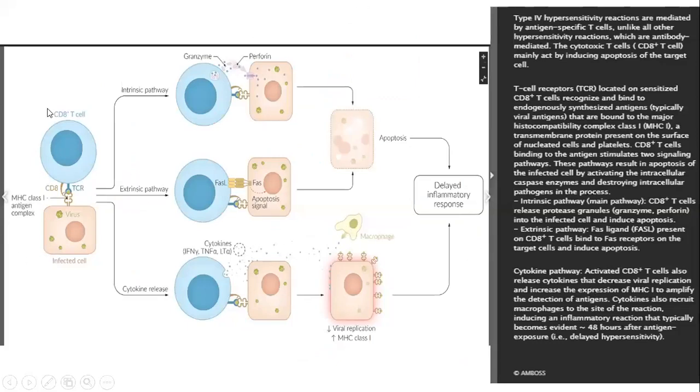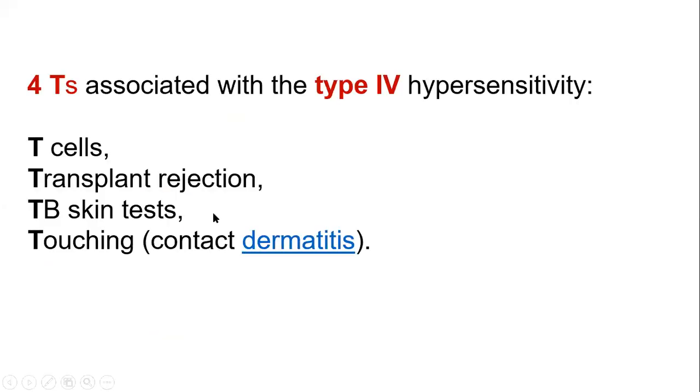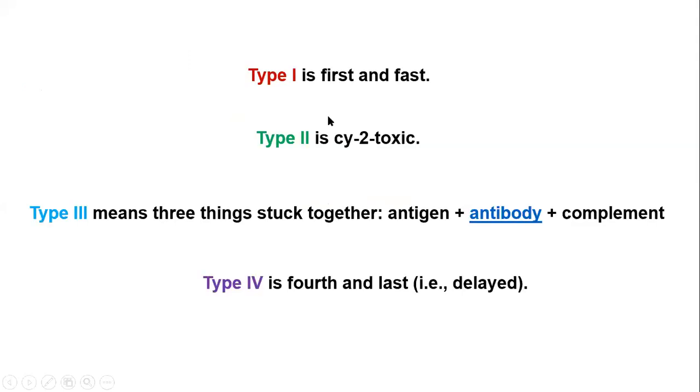You read it. Basically, T cell mediated hypersensitivity involves CD4, CD8. If CD4 is involved, MHC molecules are involved. They cause allergy through contact dermatitis. It looks like that. You look into that. Basically, type 4 is associated with T cell transplant rejection, TB skin test, and contact dermatitis. We will take it up again when we talk about interleukins, interferons. We'll look into the video one more time. But given the scenario, type 4 is fourth and last, delayed. Okay.